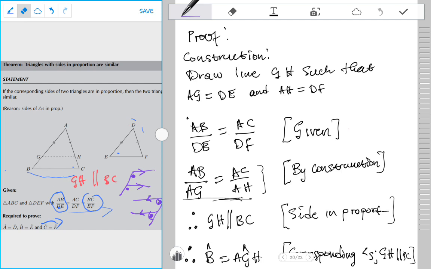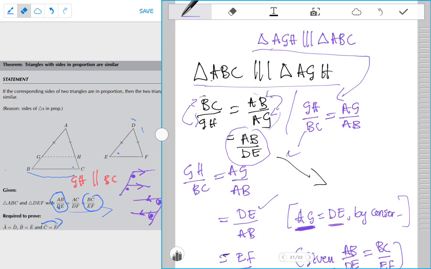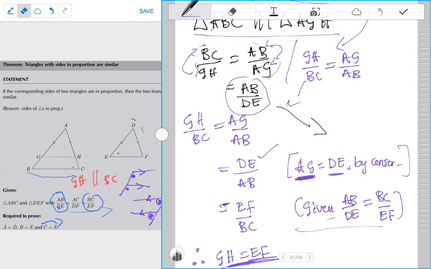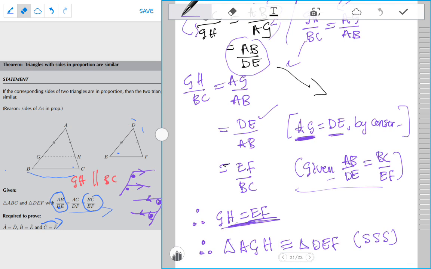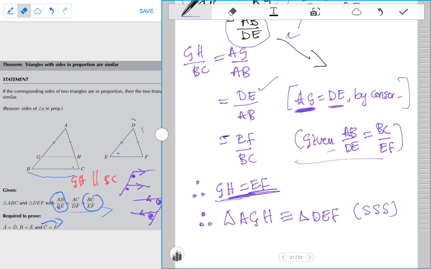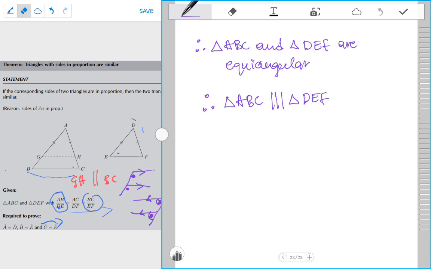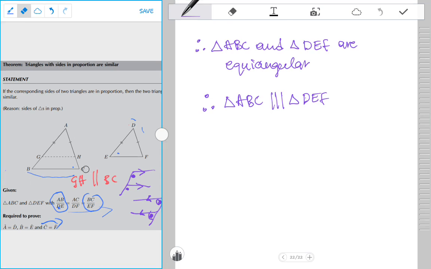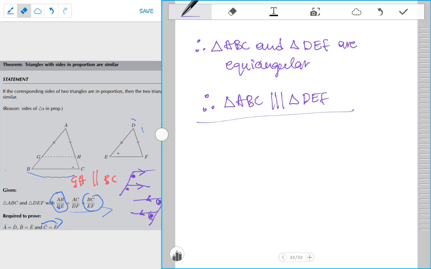We ended up getting two corresponding angles, and therefore we got the other proportions. We got other proportions from the results we got, and the reason was that we wanted to get the last side, which is GH, trying to equalize it to EF, and then we got it. We came to our conclusion that they are congruent, and the reason was side, side, side. On the last, we saw that triangle ABC, the bigger one, is equiangular to DEF, and then we concluded that they are similar.